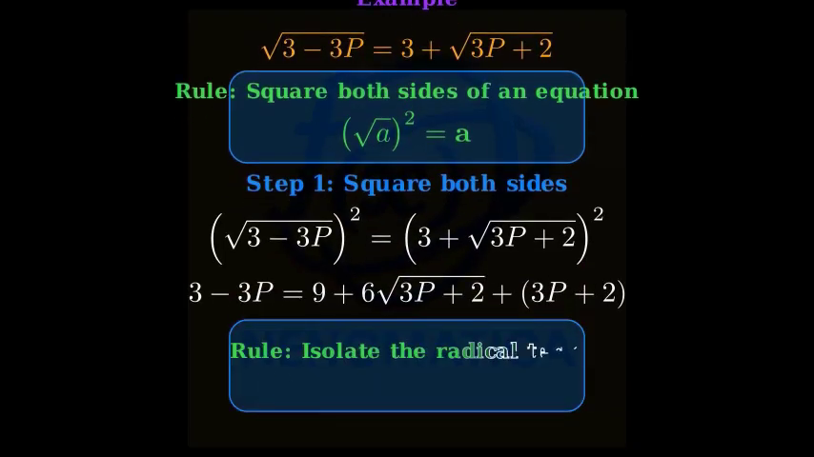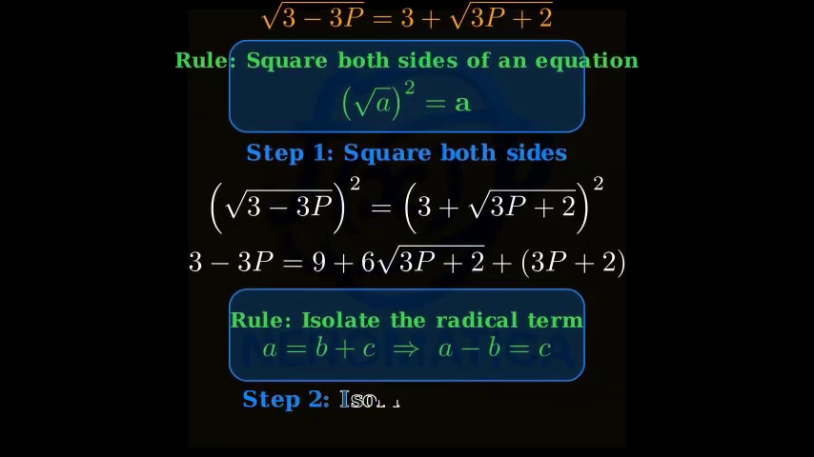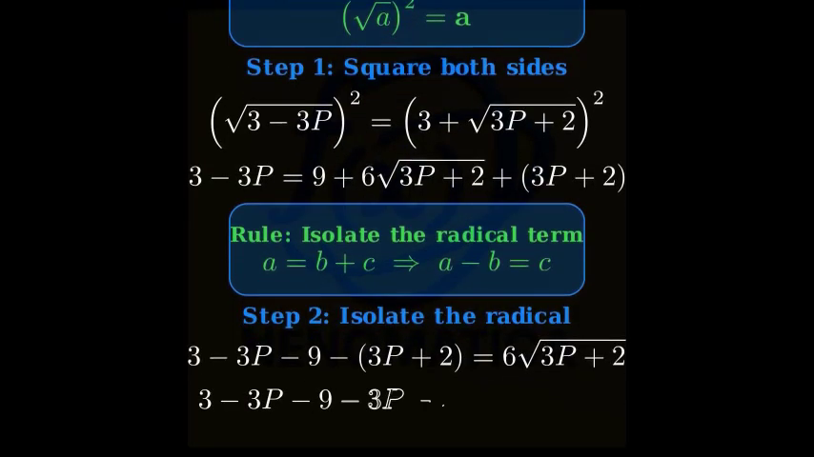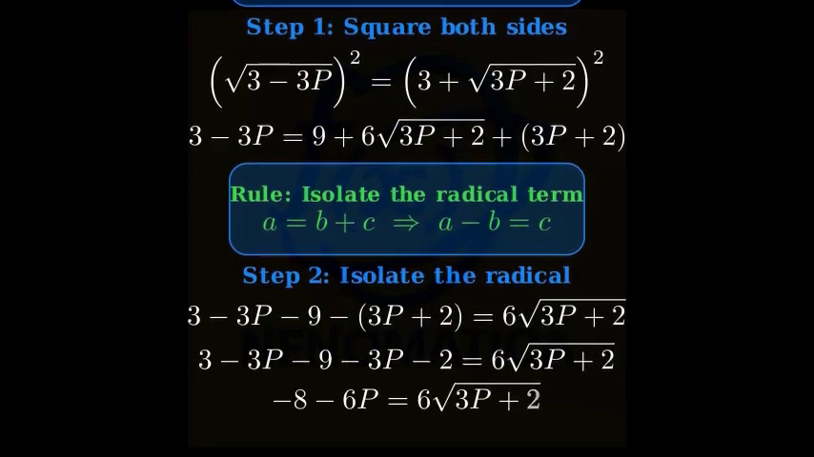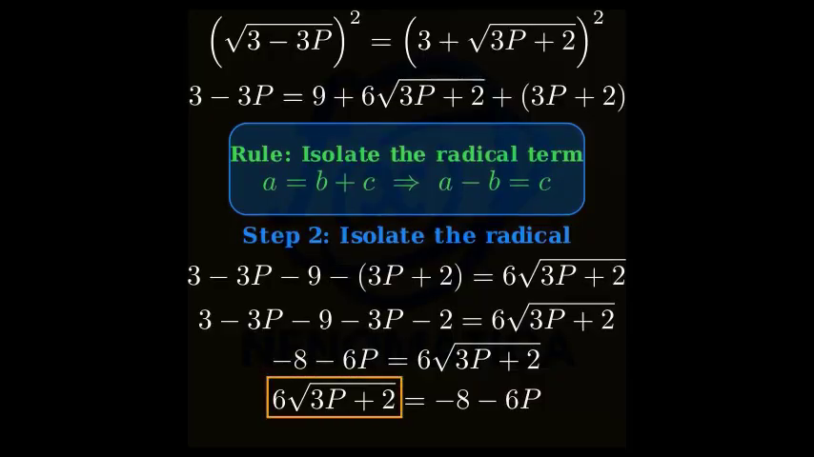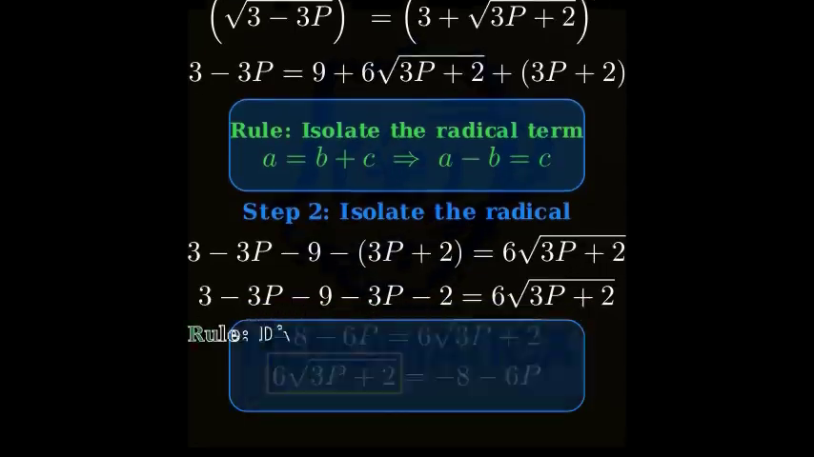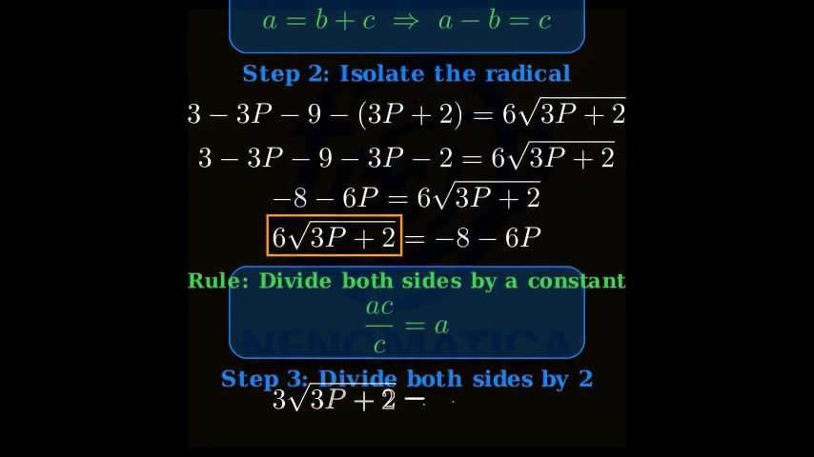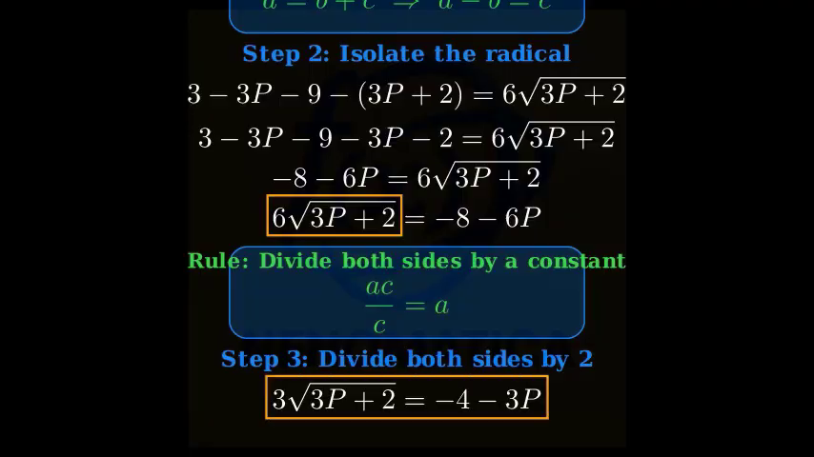We subtract 9 and the quantity 3p plus 2 from both sides. Then simplify to a clean linear multiple of the radical. Divide both sides by 2 to simplify the coefficients. The result is 3 times the square root of 3p plus 2 equals negative 4 minus 3p. Square both sides again to remove the remaining radical.